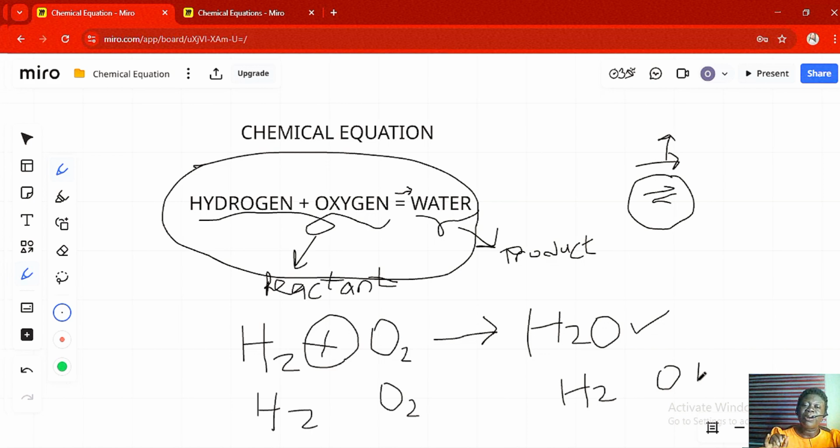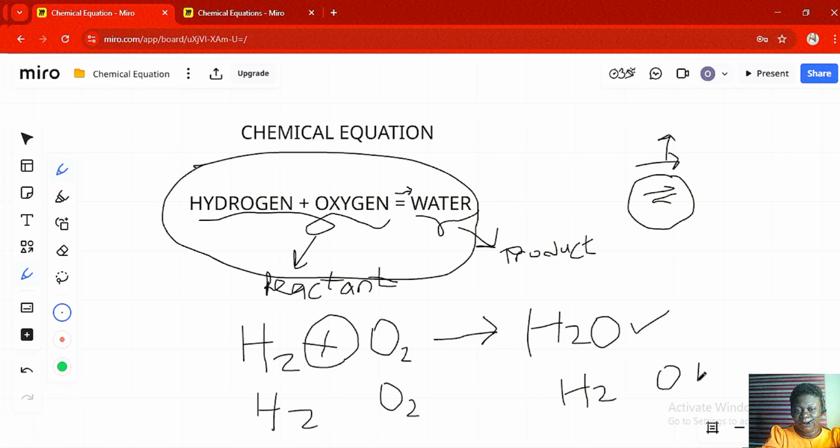Now, what it means for a chemical equation to be balanced or unbalanced is that when the number of elements at the reactant side is not the same as the number of elements at the product side, the equation is unbalanced. But when the number of elements at the reactant side is the same as the number at the product side, then it is balanced.